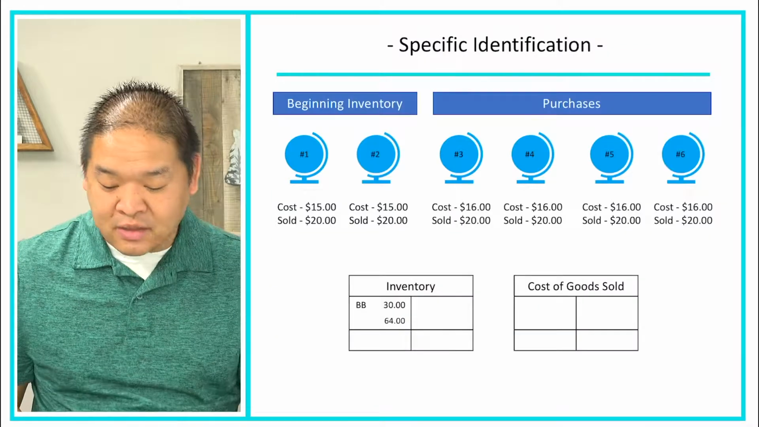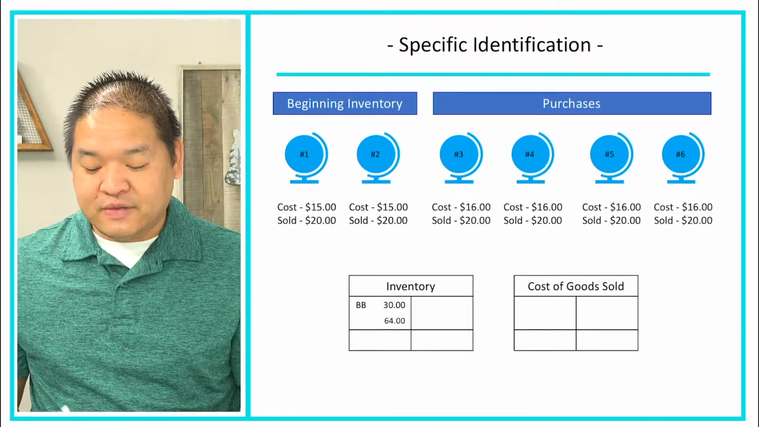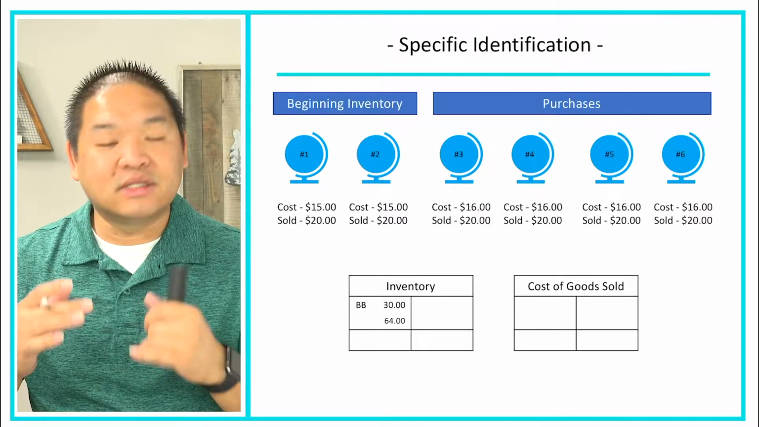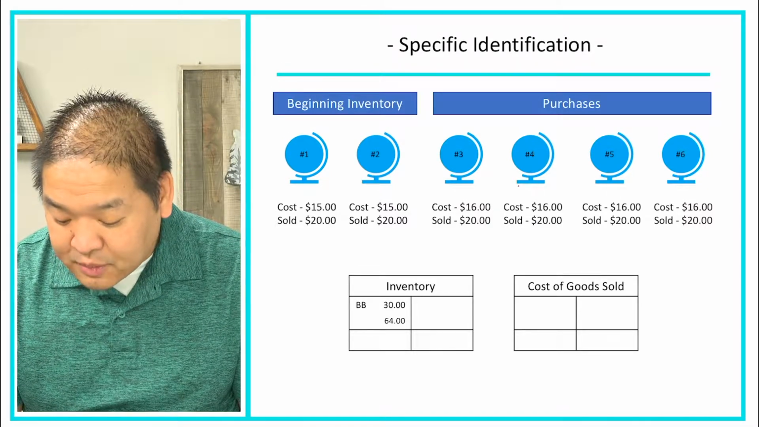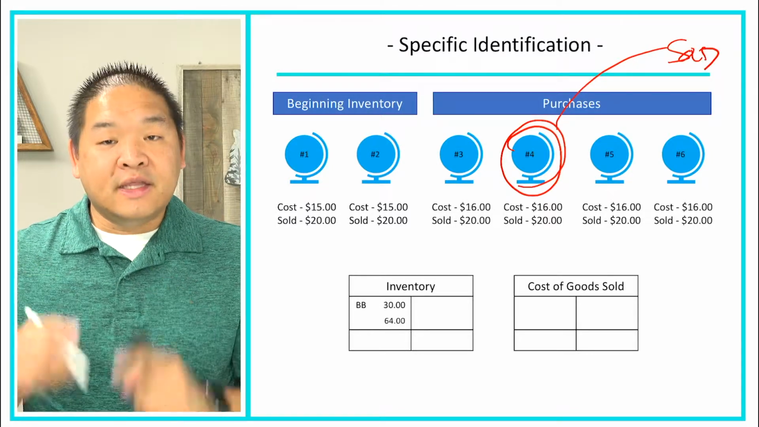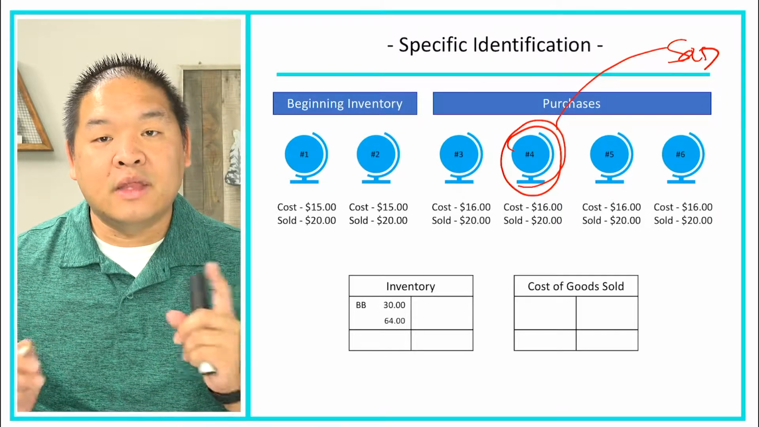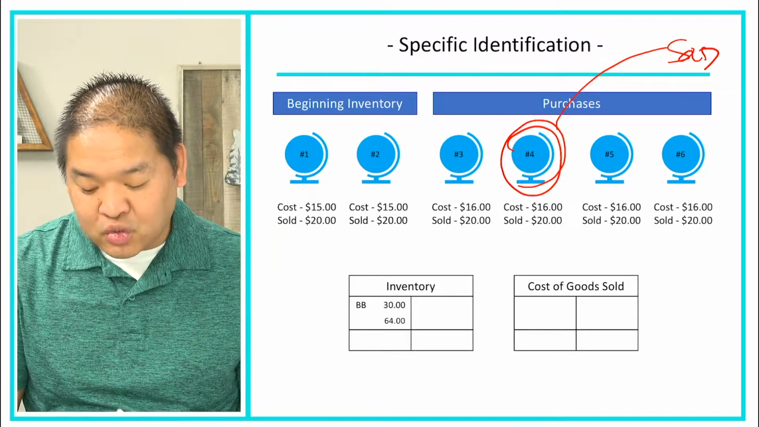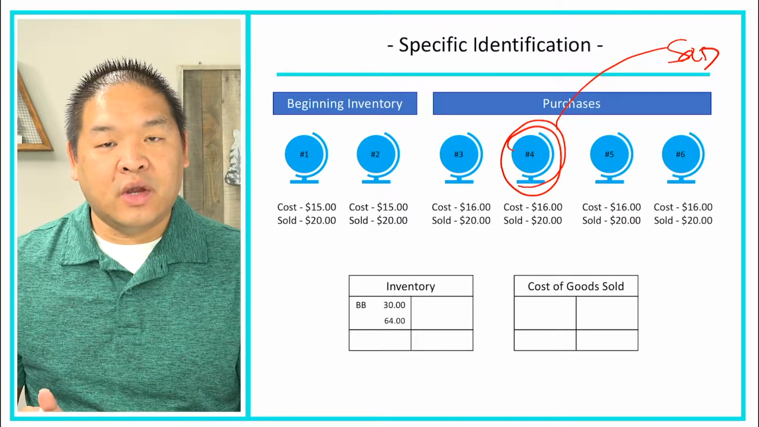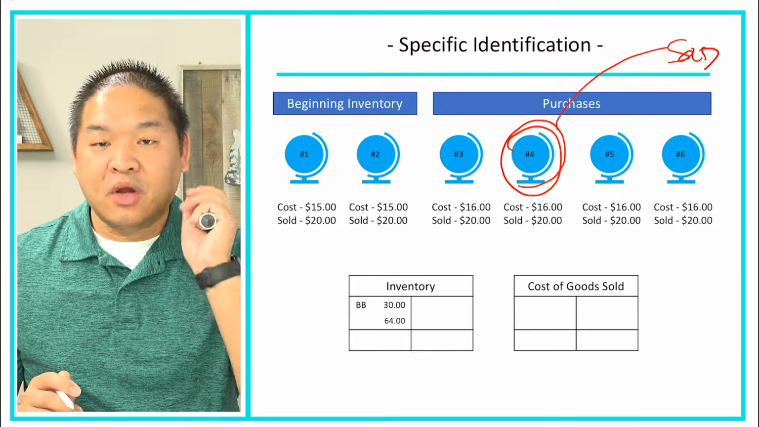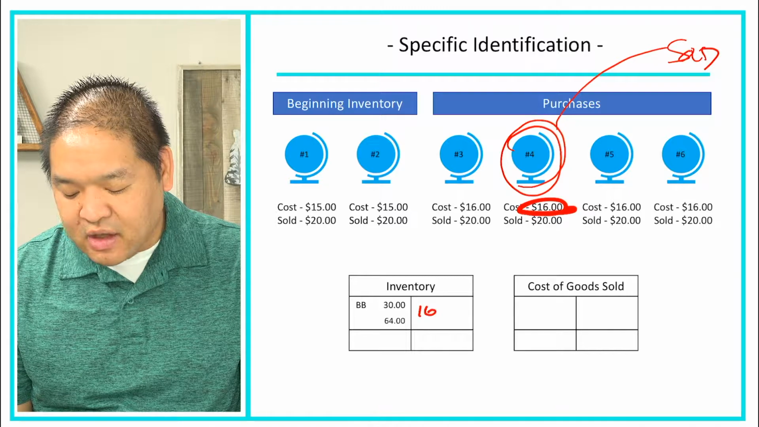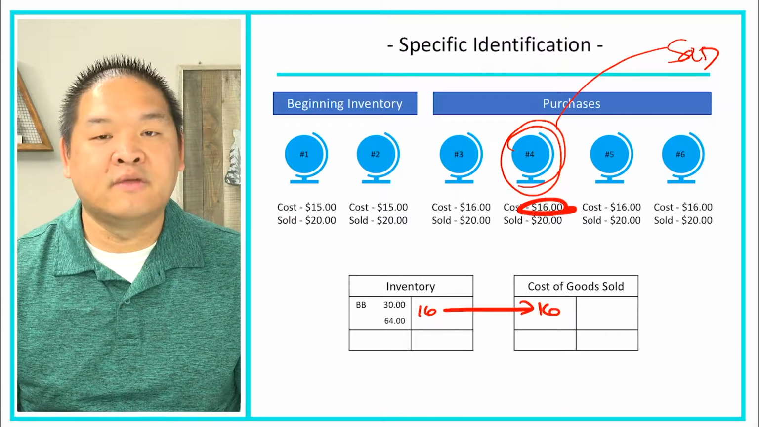All right, so let's talk a little bit about what this looks like. So with specific ID, we've got our same example that we showed you in the last lesson. Let's assume the customer takes number 4. So the customer purchases globe number 4, sold. In this case, if we're using specific ID, then we are going to move from inventory to cost of goods sold the actual cost of that globe. Since we are able to track this globe as number 4, we can track this $16. We're going to move $16 from inventory to cost of goods sold.